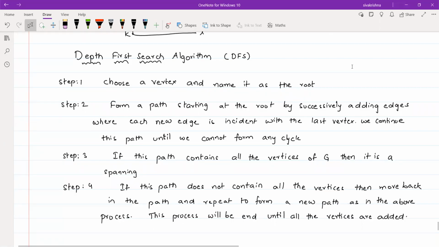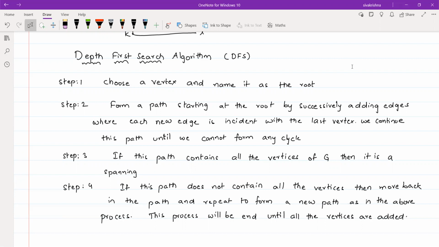Hello students, in our previous class, we discussed the breadth first search algorithm, that is the BFS algorithm, to find a spanning tree. So today I am going to discuss the depth first search algorithm, that is the DFS algorithm, to find a spanning tree.